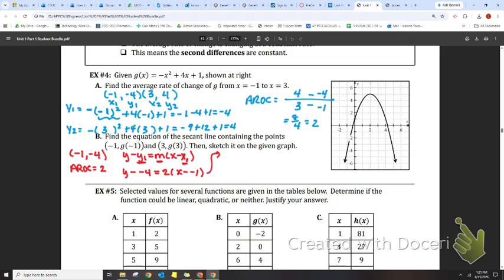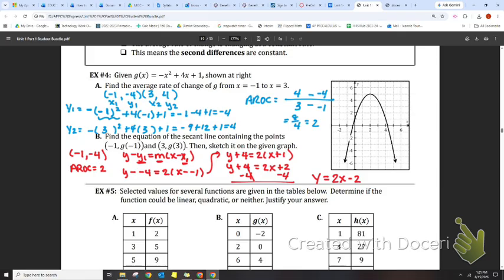Okay, I'm going to deal with my minus and negative. So y plus 4 equals 2 times x plus 1. I'm going to distribute my 2, and then I'm going to solve for y. And so the equation of the secant line is y equals 2x minus 2.